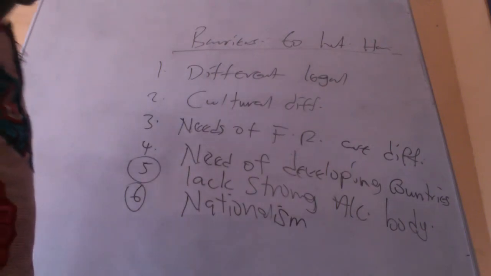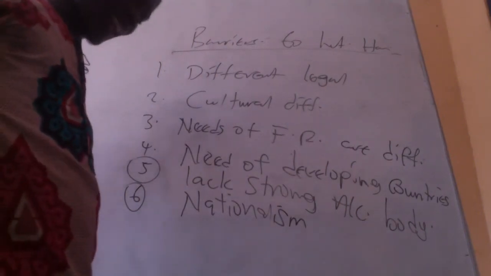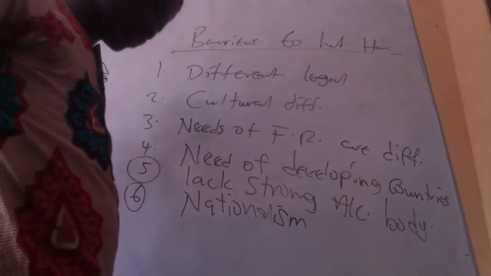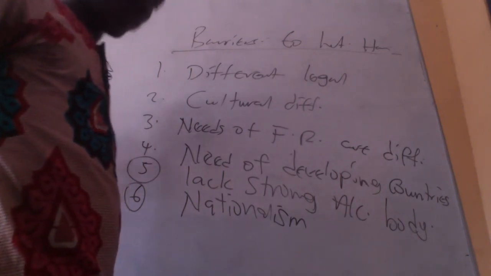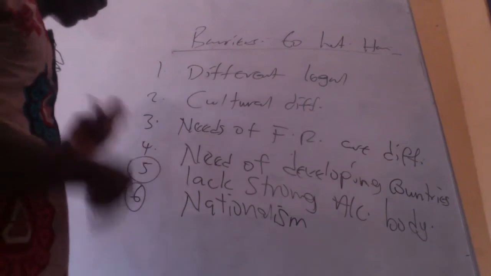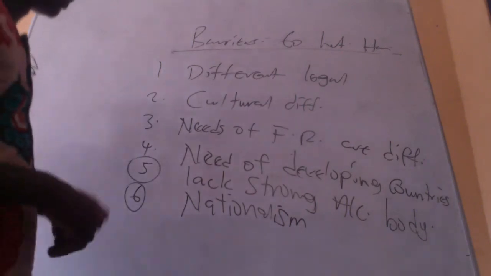And then the final one I'll give you. IFRS is based on what? Principle-based approach. And then US GAAP is based on rule-based. So these are the differences between IFRS and US GAAP.